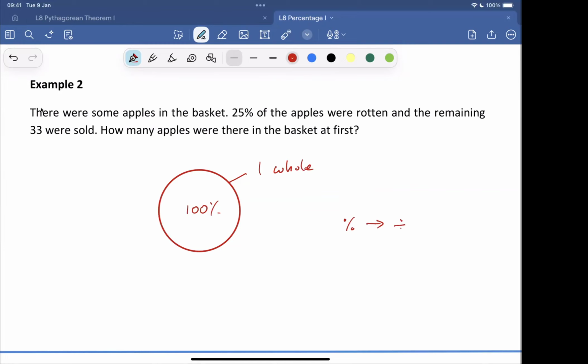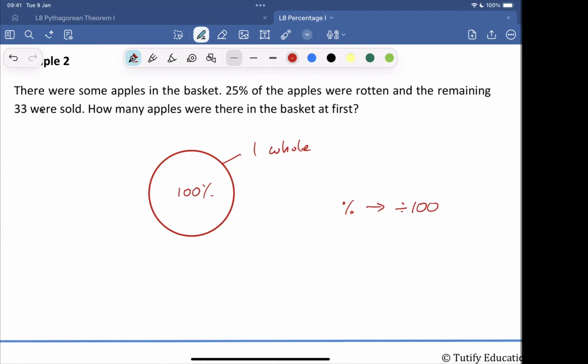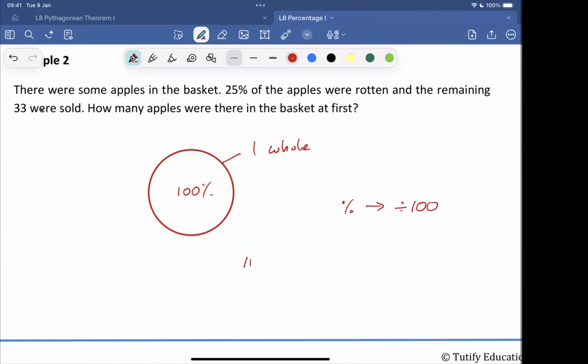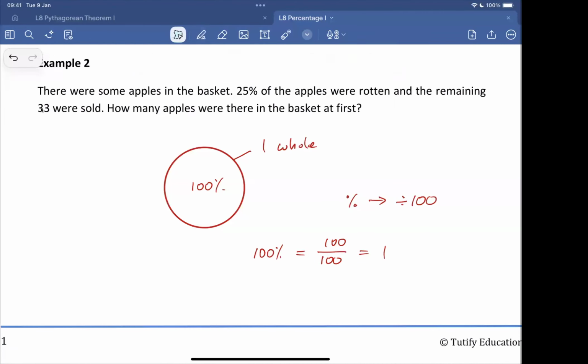Just divide by 100. Percentage means what again? Divide by 100. Okay, percentage means divide by 100. So if I have 100%, that will give me 100 divided by how much? 100. And what do I get? 1. One whole, right? That's why we say 100% is equal to one whole. Everybody understand 100% is one whole.